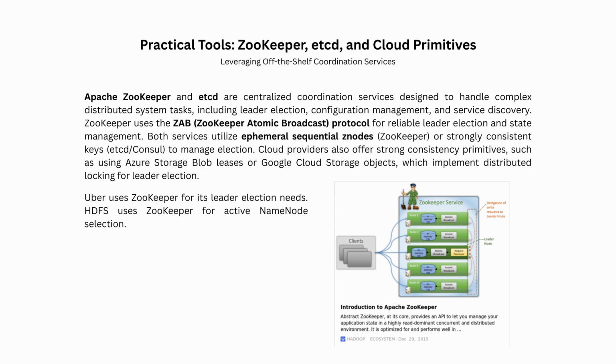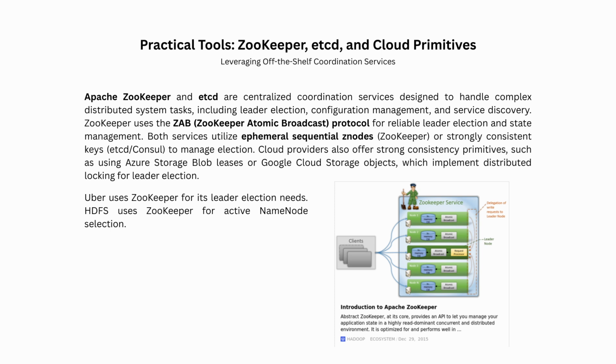For leader election in ZooKeeper, each candidate node creates an ephemeral sequential znode. Ephemeral means the znode only exists while the client connection is active. If the leader crashes, the znode is automatically deleted. Sequential means that the node gets an incremented ID and the node with the smallest ID is automatically elected leader. Other nodes watch the predecessor znode, ensuring prompt failover.